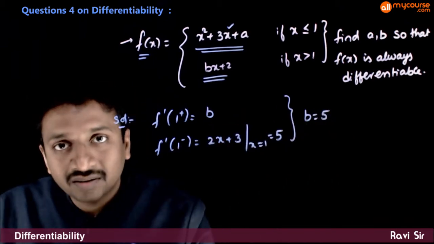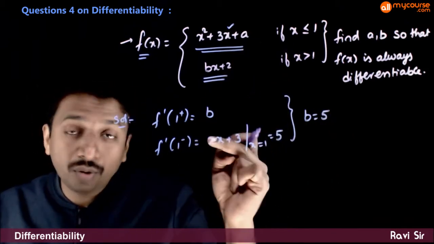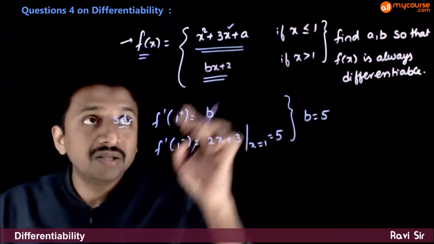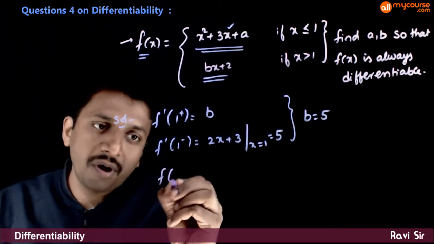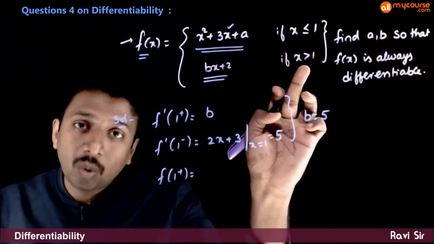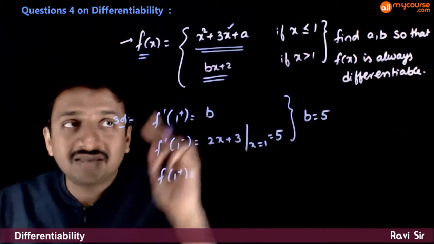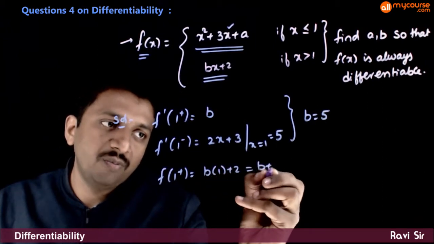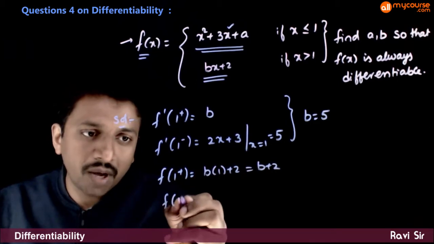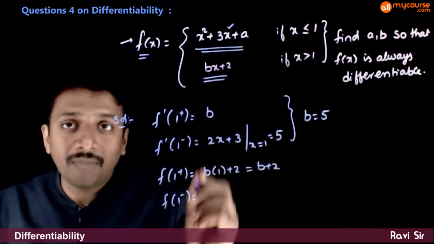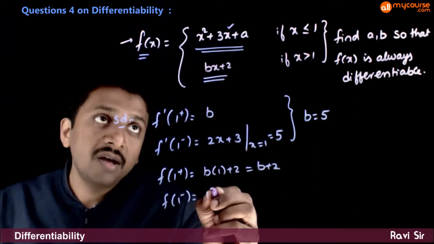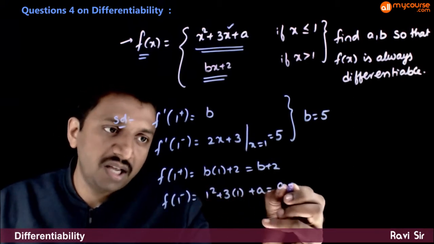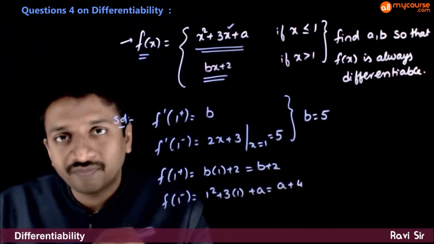So we have also seen that whenever you do this process, you also have to ensure the continuity. So let us ensure the continuity. What is f of 1 plus? What is the right limit at x equal to 1? It is b into 1 plus 2, which is equal to b plus 2. And what is f of 1 minus? You put x equal to 1 here: 1 square plus 3 into 1 plus a, which is equal to a plus 4.